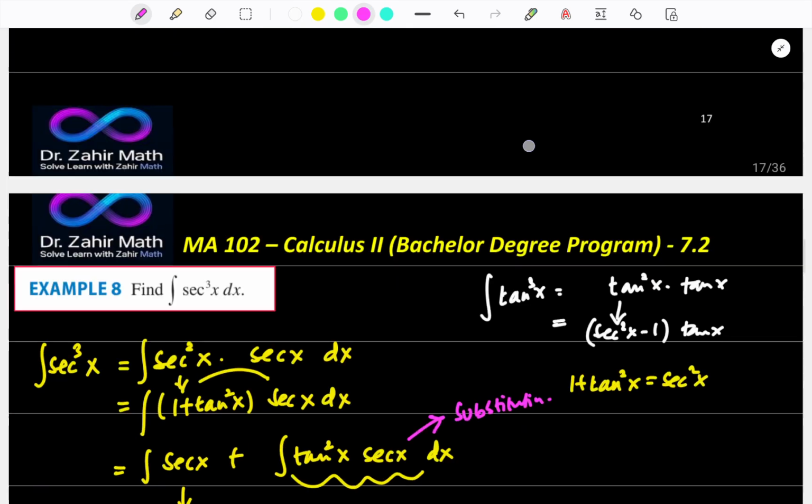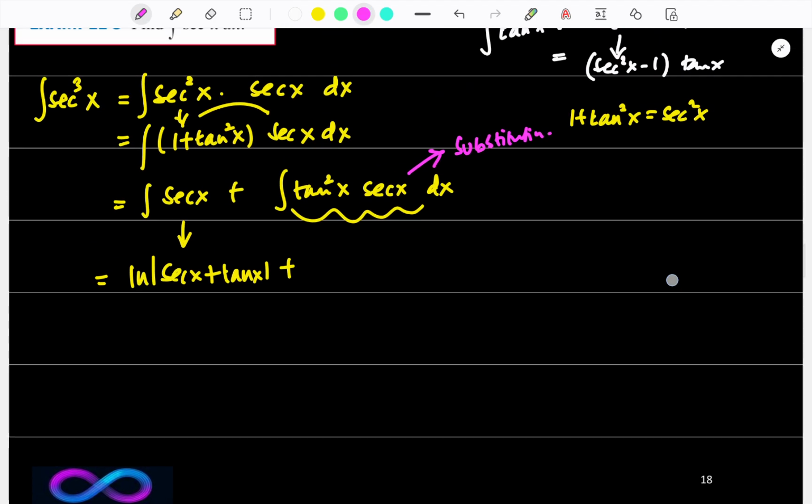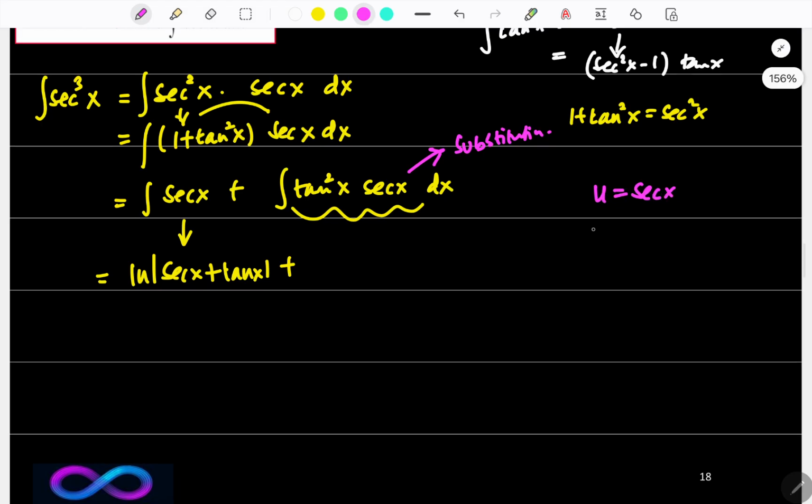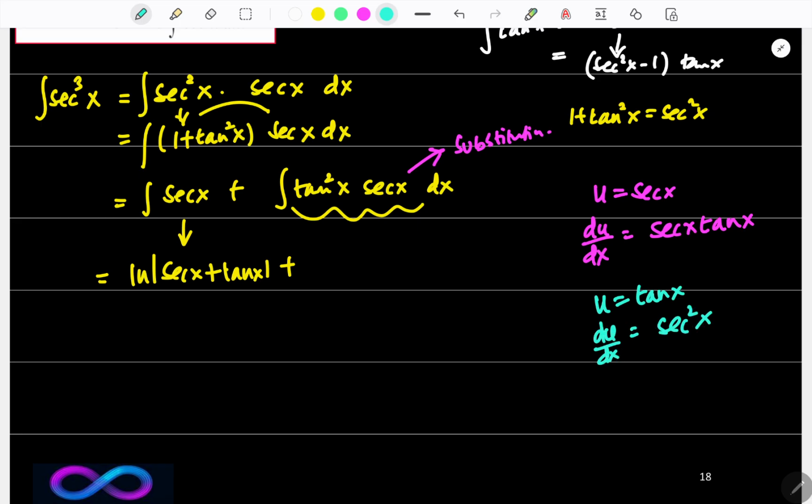You try here any one substitution, for example. Try u equal to secant x. What is your du by dx? It will be secant x tan x. Is it coming? No. Suppose try u equal to tan x. What is du by dx? Derivative of tan x is secant square x. Is it coming here? No, no, no. So substitution method never works out. Never works out.